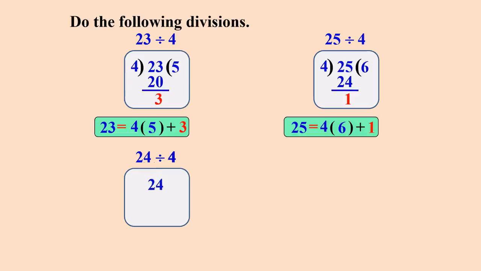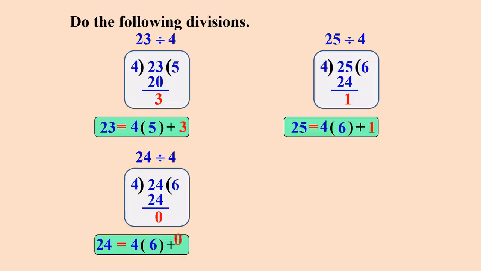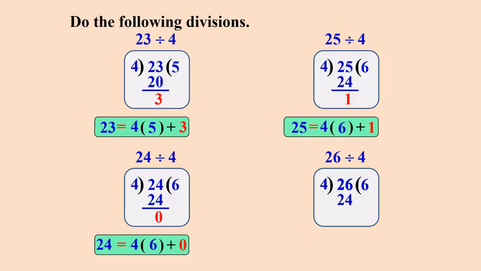24 by 4. 4 6s are 24, 24 minus 24, 0. 24 is equal to 4 times 6 plus 0. 26 divided by 4. 4 6s are 24, 26 minus 24, 2. 26 is equal to 4 times 6 plus 2. In these 4 examples, remainders are either 3 or 1 or 0 or 2.